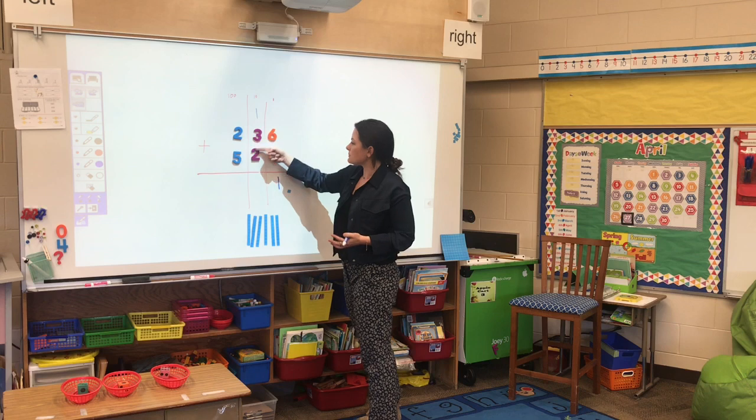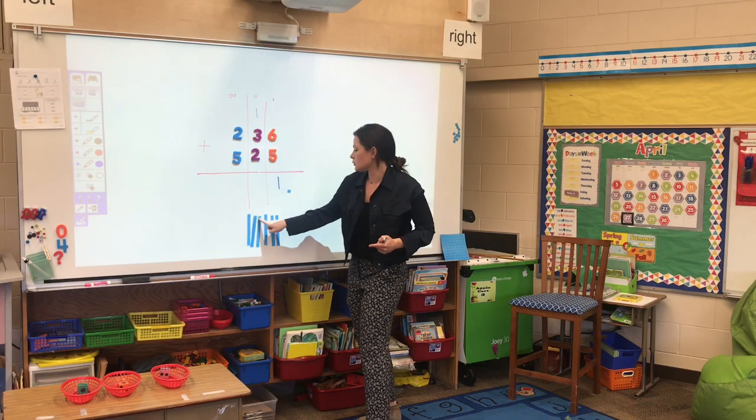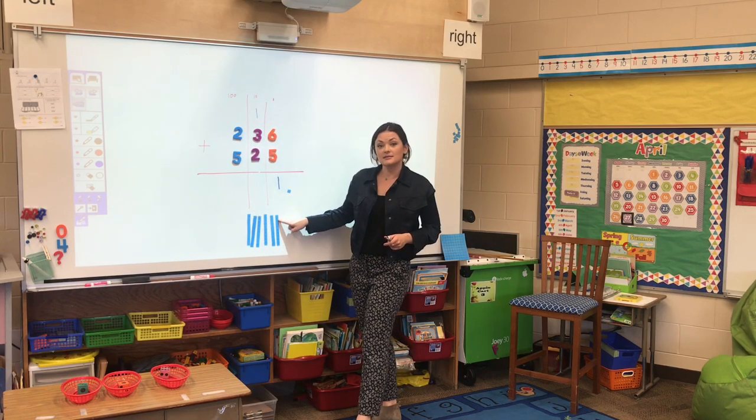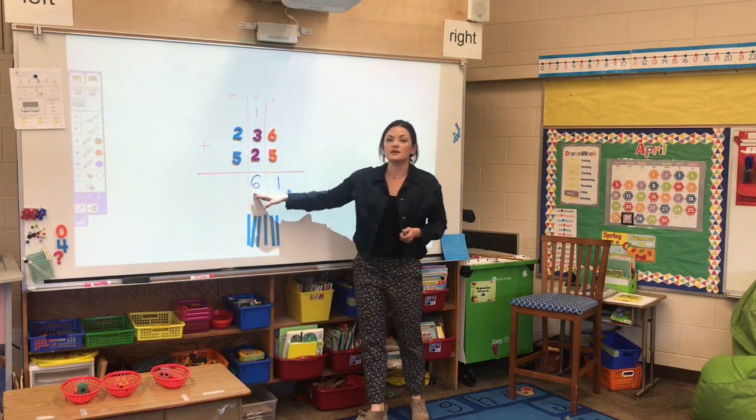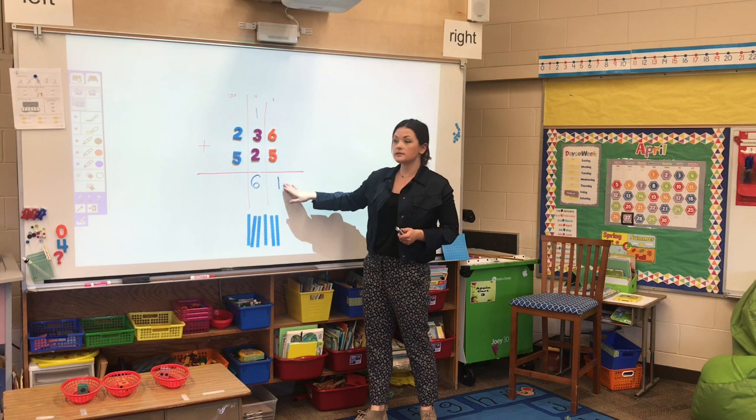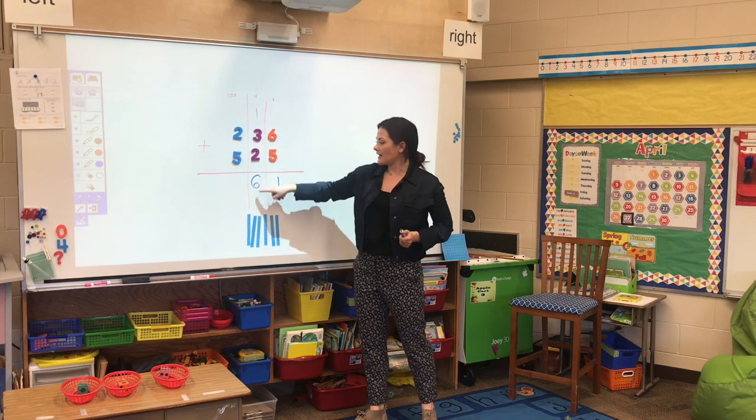So 1 plus 3 plus 2, let's count. 1, 2, 3, 4, 5, 6. 1 plus 3 plus 2 equals 6. There are 6 groups of 10. 1 in the ones, carry the 1, adding it equals 6.